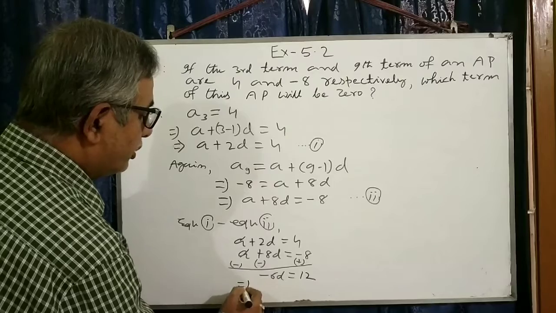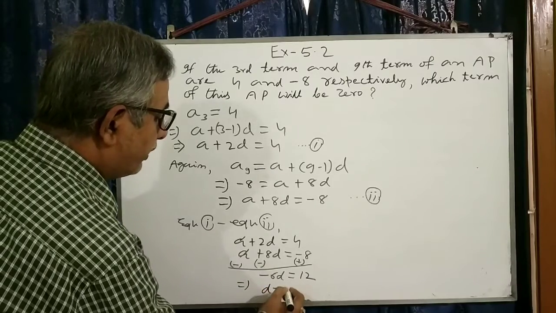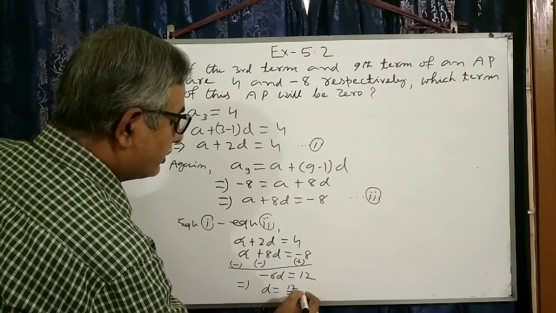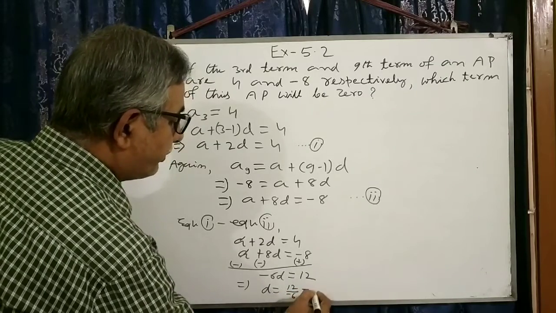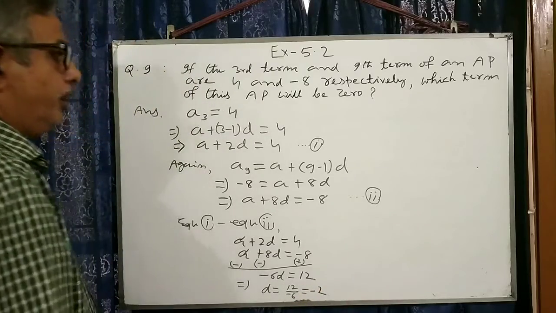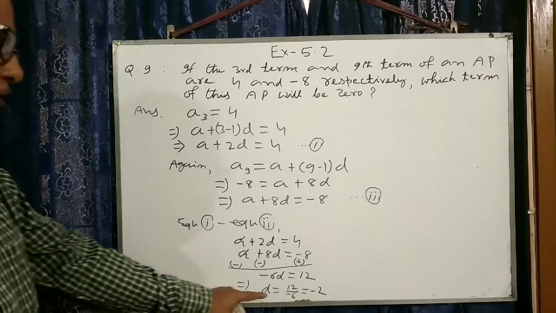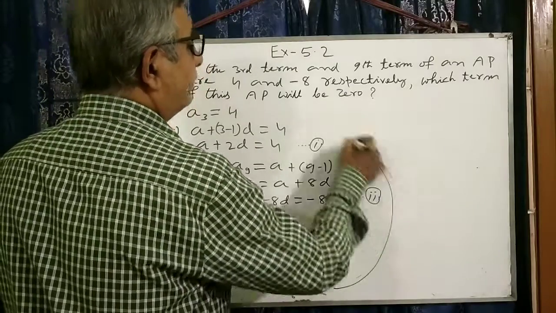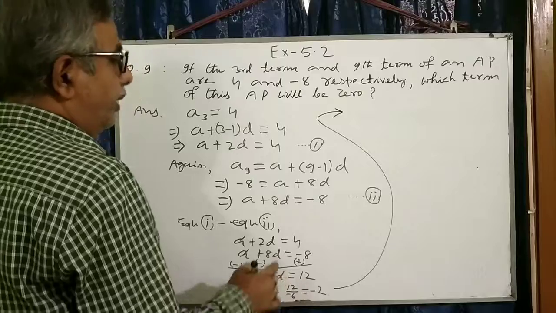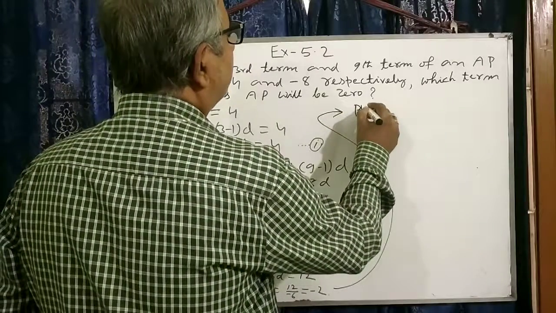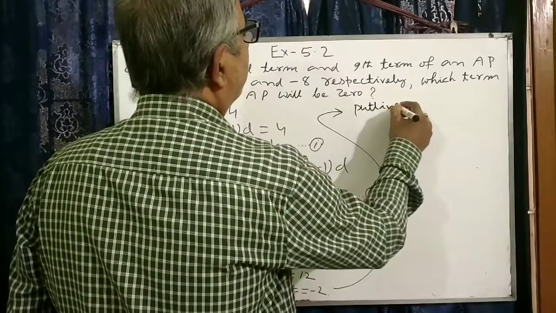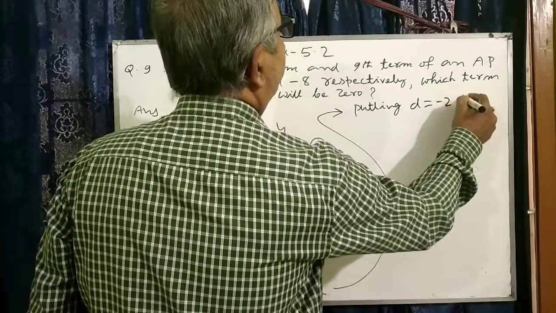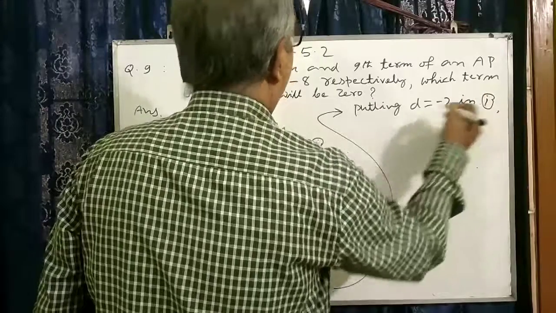Now, my dear student, d is equal to what you are getting? 12 by minus 6. So you are getting minus 2. Anyway, you got d is equal to minus 2. Now, I am starting from here. Putting d is equal to minus 2 in equation 1, what you get?